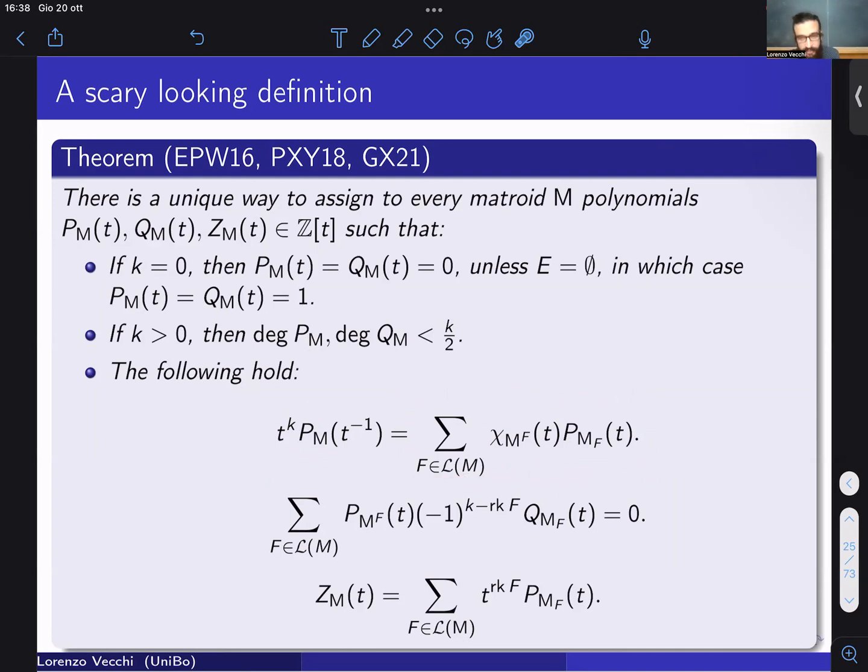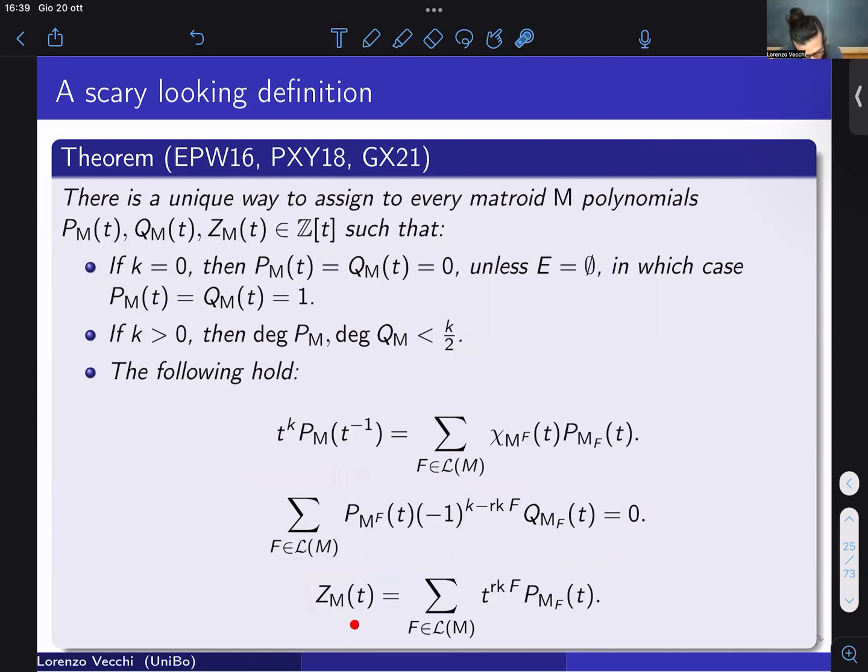This recursion here doesn't identify the polynomial. However, if we fix this extra condition on the degree, which is that the degree of the polynomial is strictly less than half of the rank of the matroid, the polynomial is defined uniquely. And we also have a recursive definition for the polynomial Q.